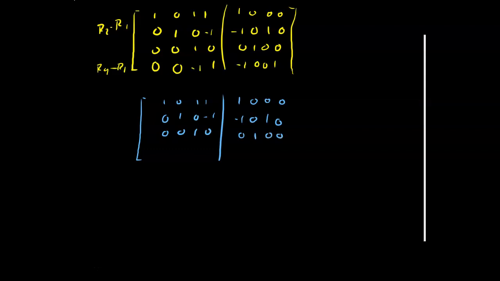So for the last row I'm going to do row 4, and I'm going to add to it row 3, which gives me 0, 0, 0, 1, negative 1, 1, 0, 1. So we're looking really good. Next, I'm going to go for zeros on this column.